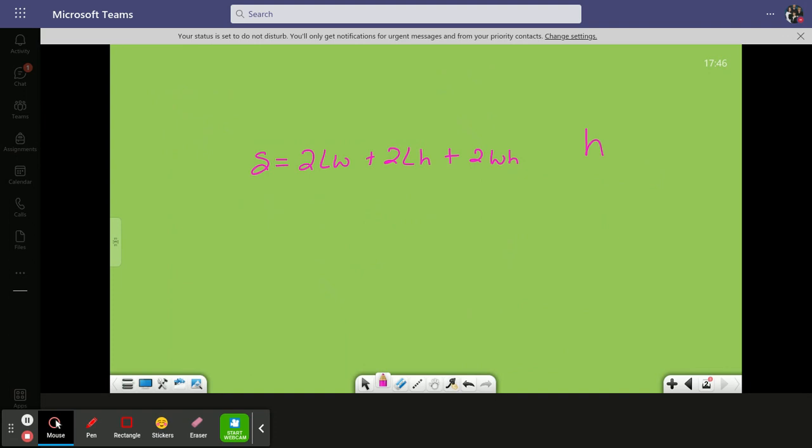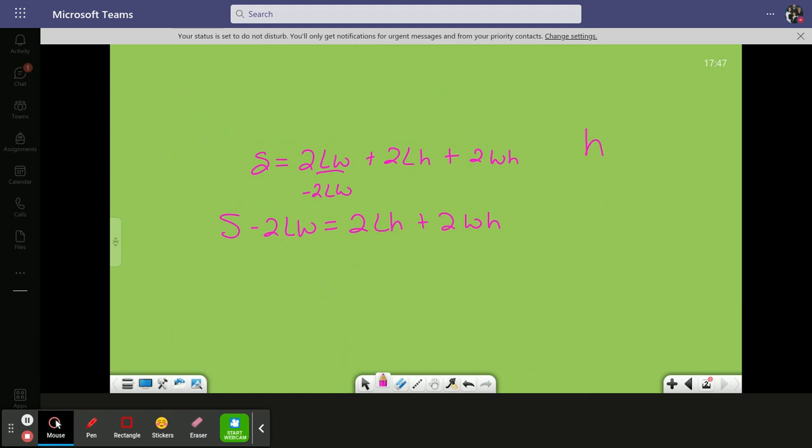Right? So do I have a term that doesn't have any h in it? So it'd be a pretty easy thing to just get rid of that term, right? Just move that term on over. I'm going to say minus the 2LW. So I have S minus 2 times length times width equals 2 times length times height plus 2 times width times height.